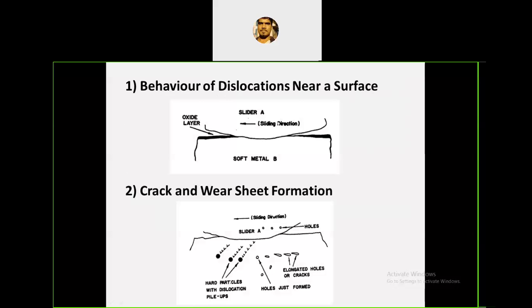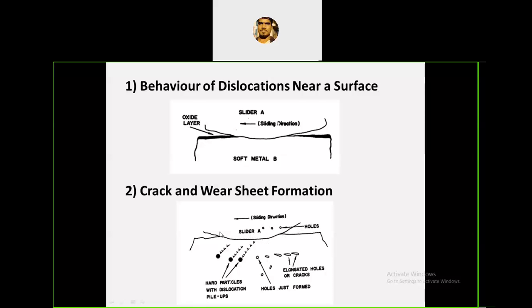And the behavior of dislocations near the surface: you can see the oxide layers and the sliding direction. Here these particles will shear up the oxide layers. Next, crack and wear sheet formation. Here you can see one surface with a hole; that is what the voids present here.